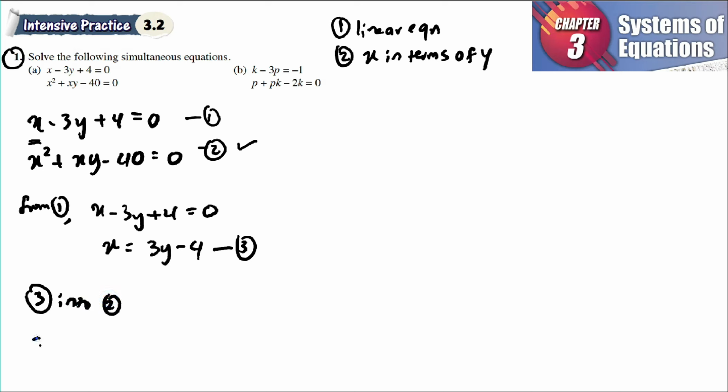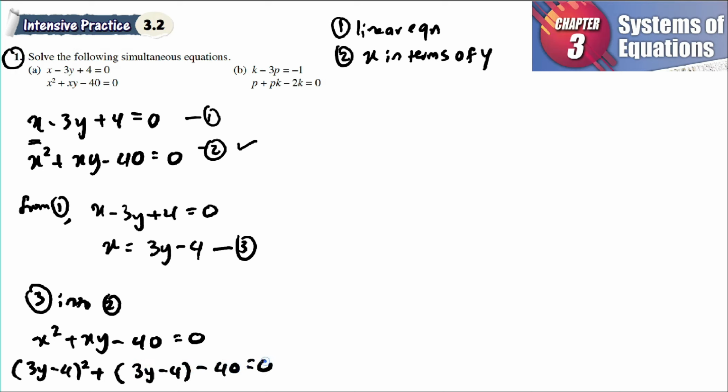In 2, you have x squared plus xy minus 40 is equal to 0. When you substitute, x is equal to 3y minus 4 squared plus x, which is 3y minus 4, minus 40 is equal to 0. Now you can expand. 3y squared is equal to 9y squared. 2 times negative 4, negative 8. Negative 8 times 3, you get negative 24y. And then 4 squared is 16.